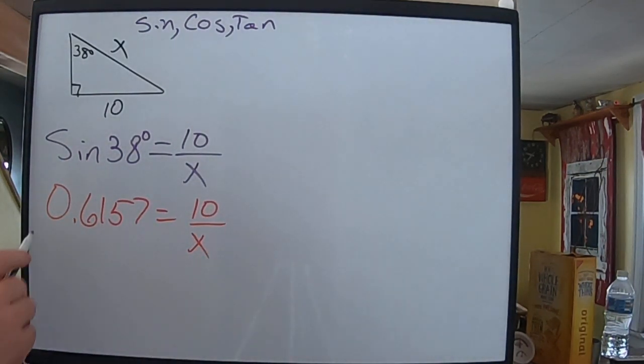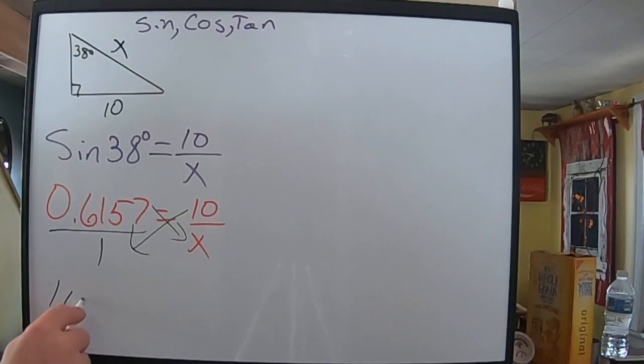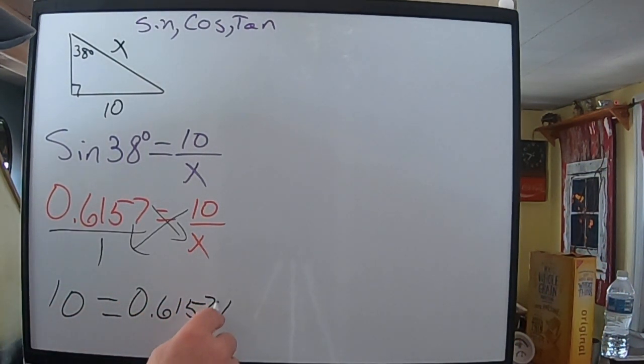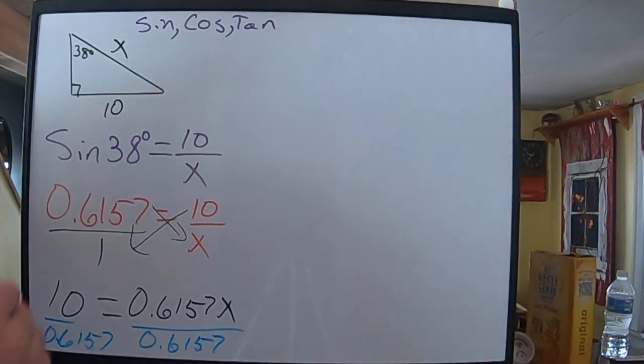Then I can throw that over 1 to make 2 fractions equal, so I can cross multiply. So I end up with 10 equals 0.6157x. And I divide both sides by 0.6157. And that leads me to the value of x, in this case, being, now we're going to round the answer to 2 decimal places, 16.24.